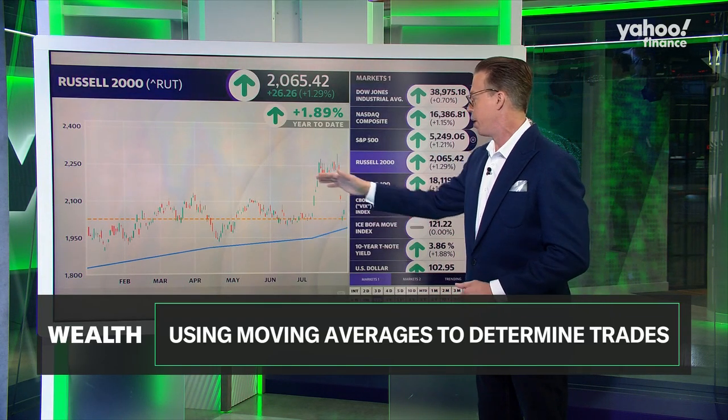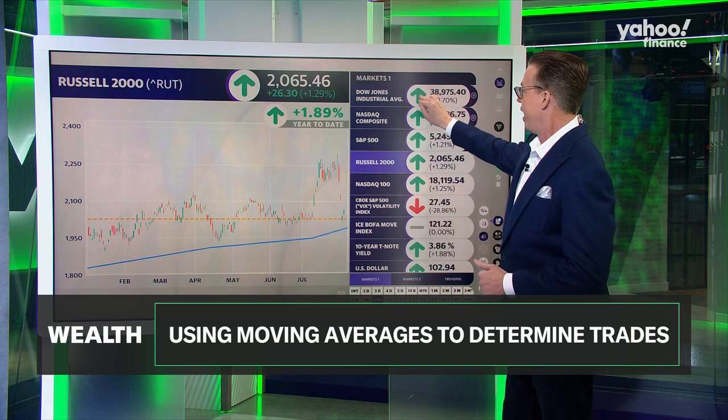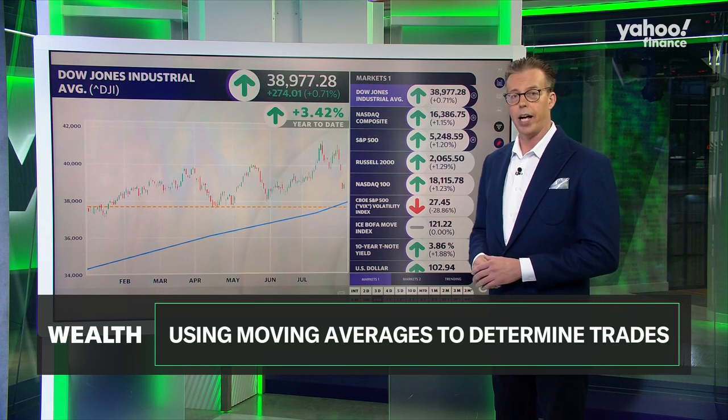And then if I show you the Russell 2000, for instance, a different market, you can see how price is largely above it. Sometimes it goes below it. And you can also see this with the Dow as well.